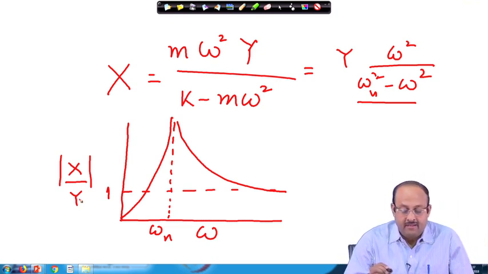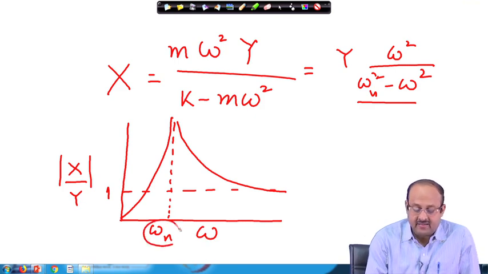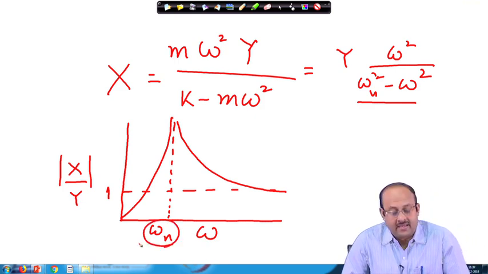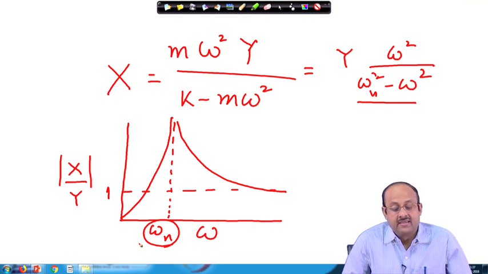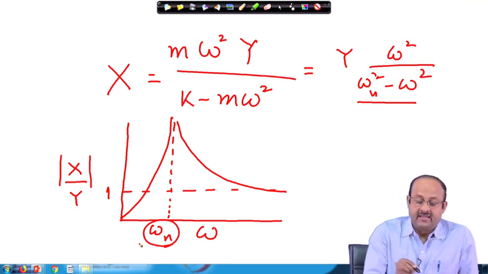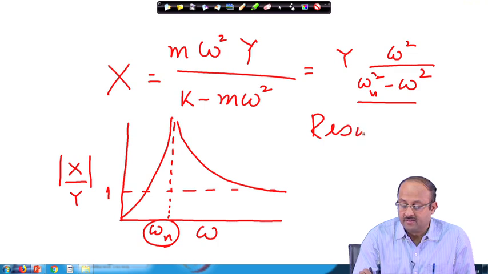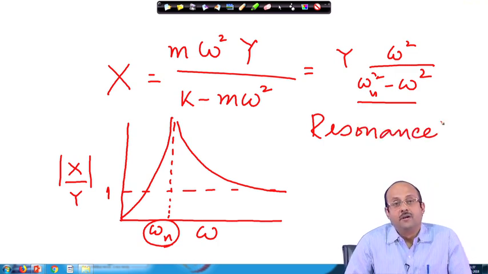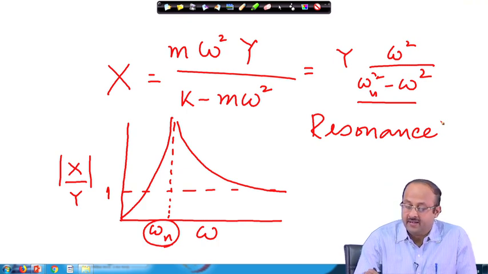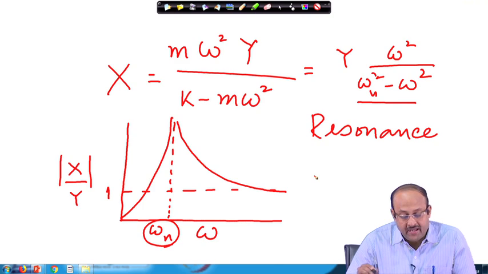So, you will now see that when the excitation frequency is near omega n, then the value of X becomes infinitely large. Actually, what happens then is resonance. This phenomenon of resonance is very important from the vibration point of view, and during resonance the response will build up to infinity.